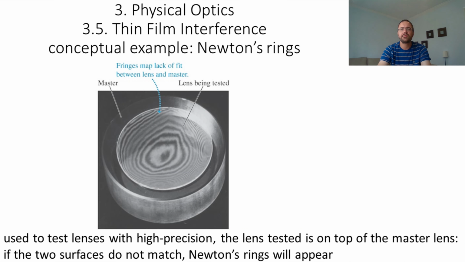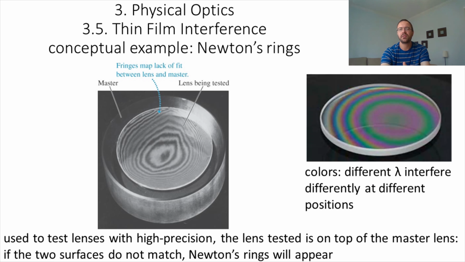And this is used to test the quality of lenses with high precision. Right? You put a master lens for which you know the curvature, and on top of the master lens, you put a lens that is being tested. And if there is a small gap between them, half of a wavelength, then we start to see Newton rings. And if you use natural light instead of a laser, you can see colors, because the interference condition depends on the wavelength, right? So different colors will interfere constructively at different positions.